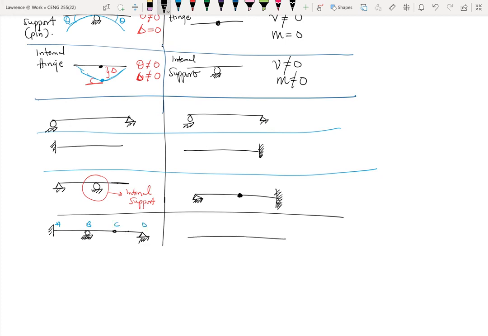So I can draw the same thing, labeled A, B, C, and D. I can make them prime because it is a conjugate, an imaginary, not a real beam. So my support here will be free. B will become an internal hinge. C becomes an internal support, and D remains the way it was. So that's the idea of what converting from a real beam to a conjugate beam looks like.